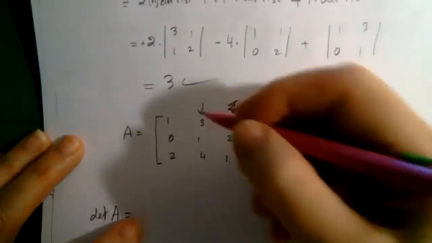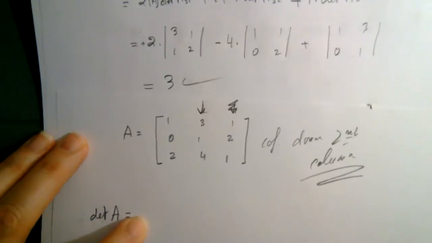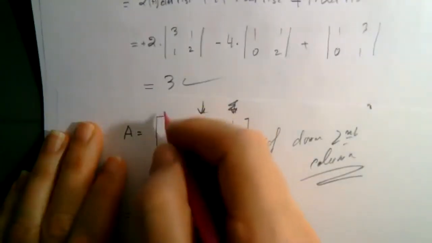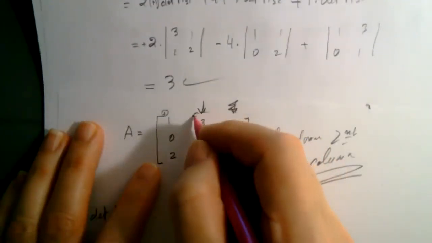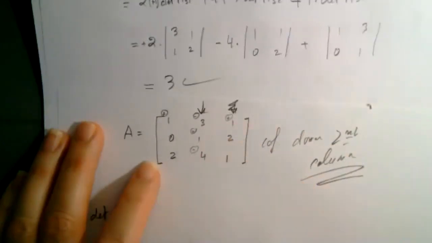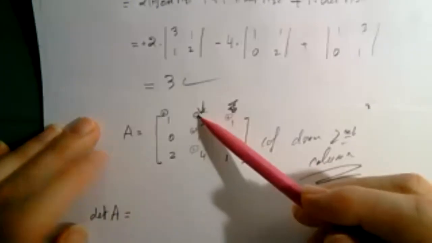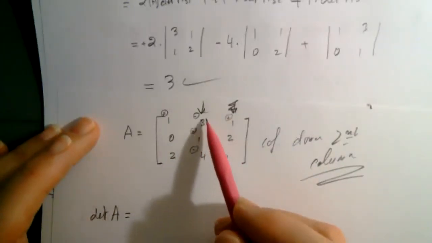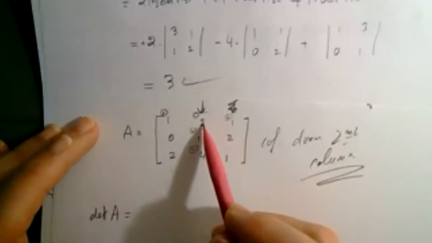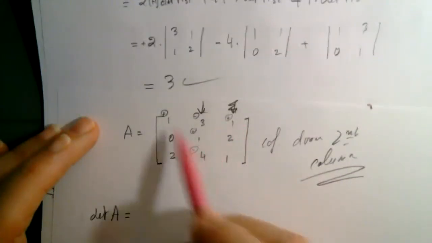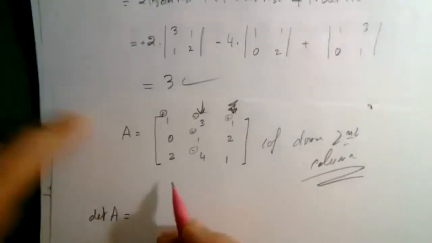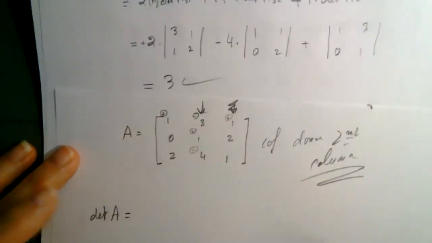Okay, I'm going to use this column. The first thing I'm going to do is draw a little bit my checkerboard sign on the side. Minus, plus, minus. So this minus here tells me that when I take the cofactor, the cofactor is going to be minus the determinant of the matrix obtained by removing the row and the column that contain 3.